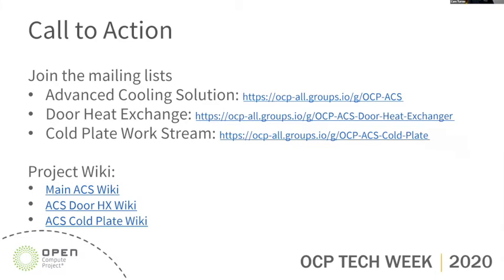So the call to action slide, which of course we've been seeing throughout the day, just reiterating what everybody else is saying as well: get involved in the different solutions. The advanced cooling solution, of course, being the overall tent of what's going on. The door heat exchange work group that John's been running has, of course, been defining what the rear door would look like for the AALC solution. And of course, the cold plate stream.